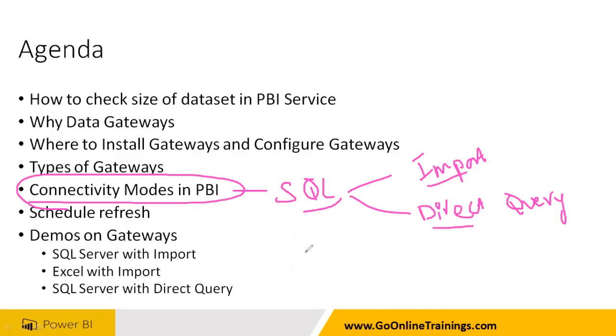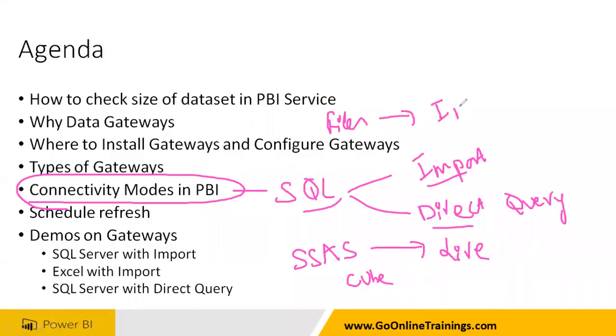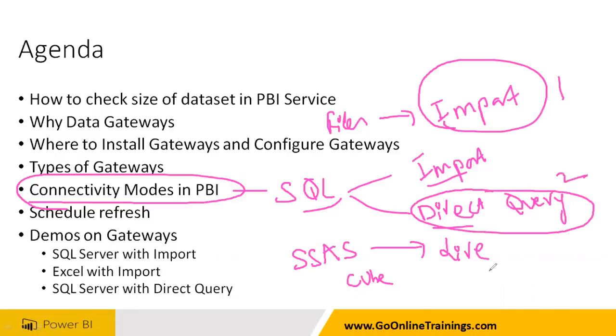And when you use SSAS, I'm talking about the cubes, when you try to connect to the cube, you get one more data connectivity mode called Live, right? If you use any files, meaning an Excel file, flat file, or XML file, the data connectivity mode will be Import, right? So totally there are three connectivity modes. One is called Import connectivity mode, where you can use Import or DirectQuery. The second one is called DirectQuery connectivity mode. The third one is called Live connectivity mode.